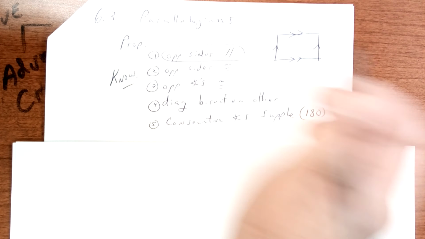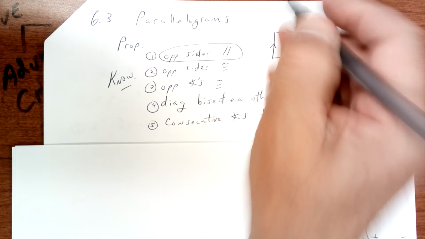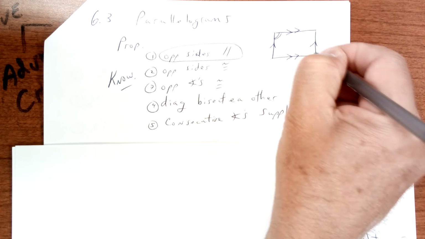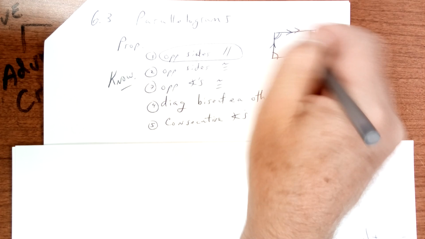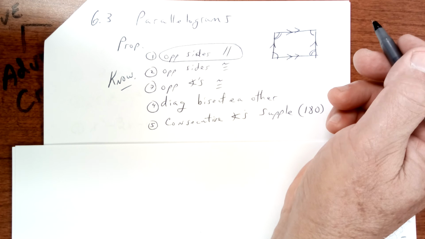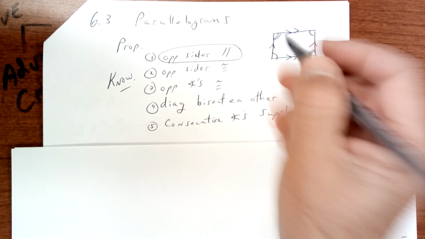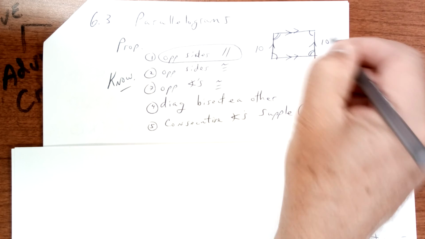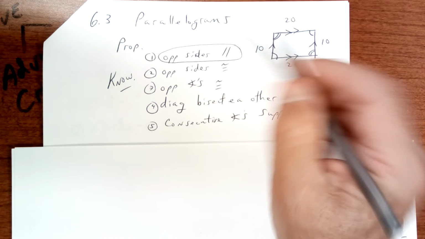Okay? Opposite angles are congruent. So this angle here would be equal to this one. And this angle is opposite this one. Now on a rectangle, they're all 90 degrees. Opposite sides are equal. So if this one is 10, this one would be 10. If this one is 20, this one would be 20. Opposite sides. So 3 opposites.